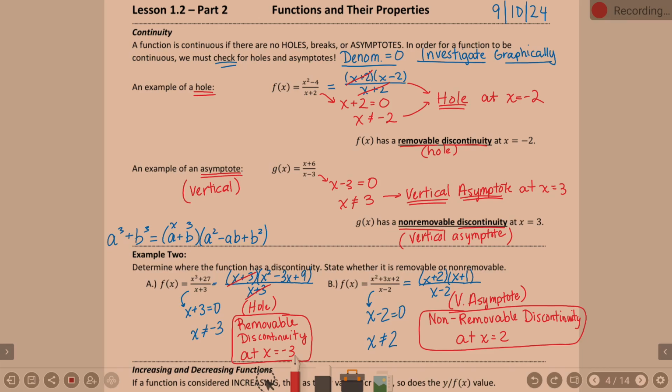Discontinuities. Set your denominator equals 0. That tells you the location. Figure out whether or not the factor cancels. That will tell you whether or not it is removable, a hole, or non-removable, an asymptote.